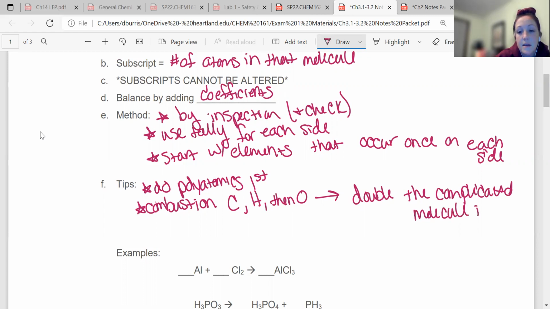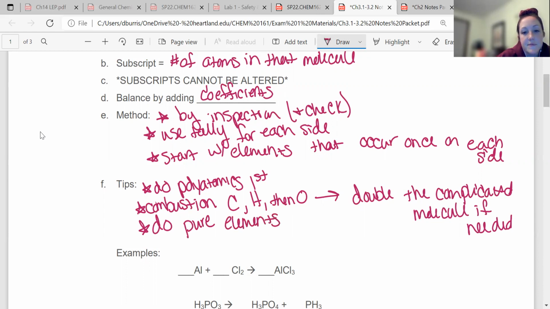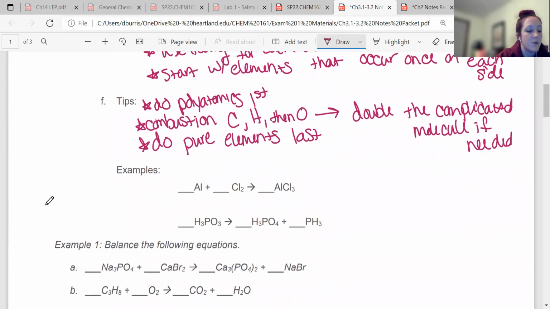Molecule if needed. And my last one is to do pure elements last. So balance pure elements last. Okay. So essentially, you want everything on the left side to equal everything on the right side.